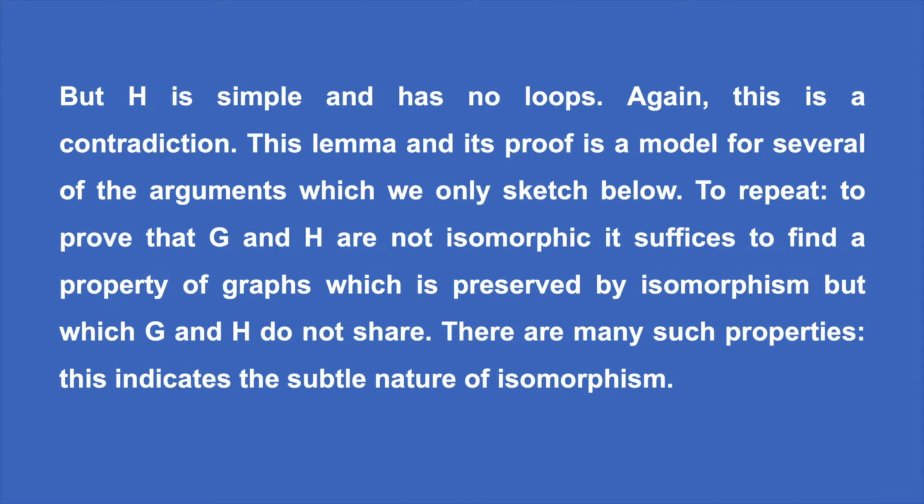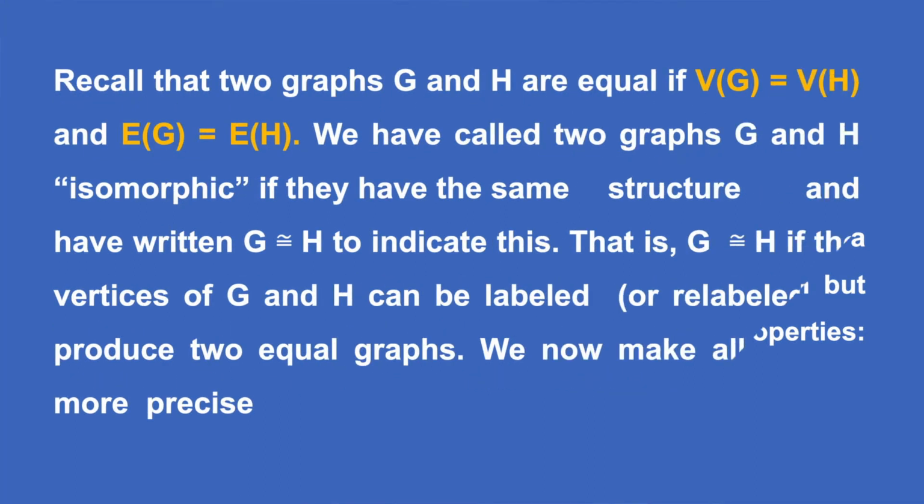To repeat, to prove that G and H are not isomorphic, it suffices to find a property of graphs which is preserved by isomorphism but which G and H do not share. There are many such properties. This indicates the subtle nature of isomorphism.